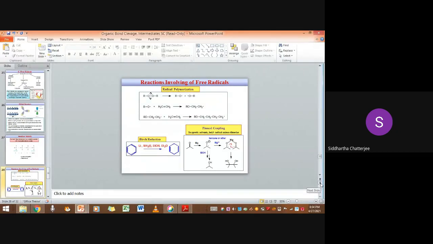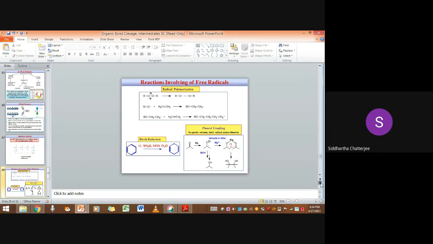Then you will find reactions involving free radical. Already you know that halogenation of alkane takes place by free radical substitution reaction. Similarly, when you find the addition of HBr to unsymmetrical alkene like propene in the presence of peroxide, that follows free radical addition reaction. Already you are familiar with that.